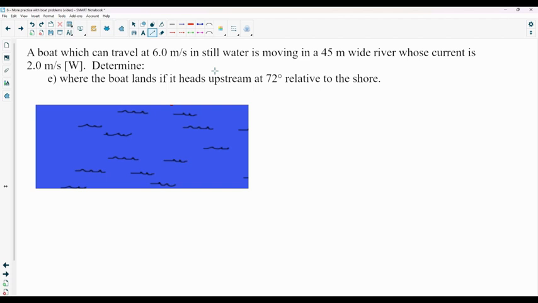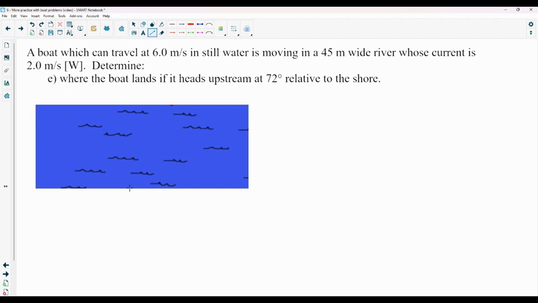Okay, so where does the boat land if it heads upstream? And remember, the current is flowing west in this case. So upstream would be to our right on the screen. Where does the boat land if it heads upstream at 72 degrees relative to the shore? Okay, let's try drawing first, right? So we'll get our vectors here. I'll get a nice looking green one. This is going to be heading upstream.